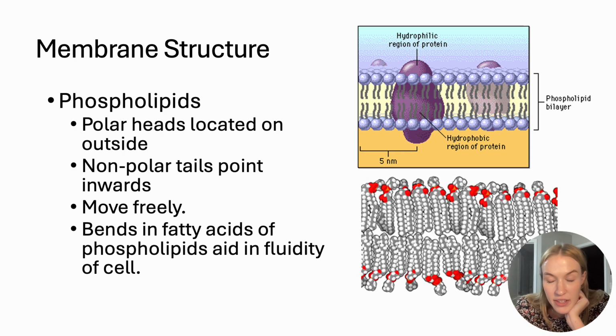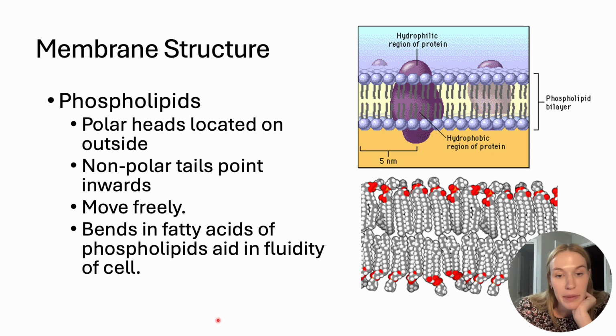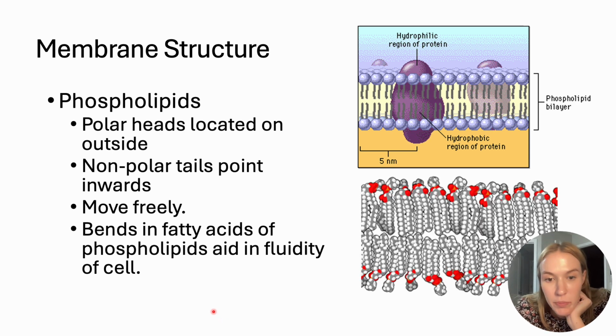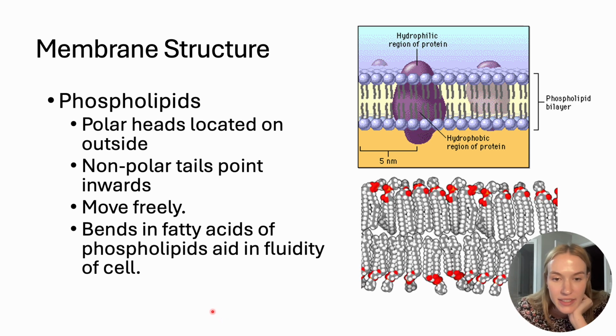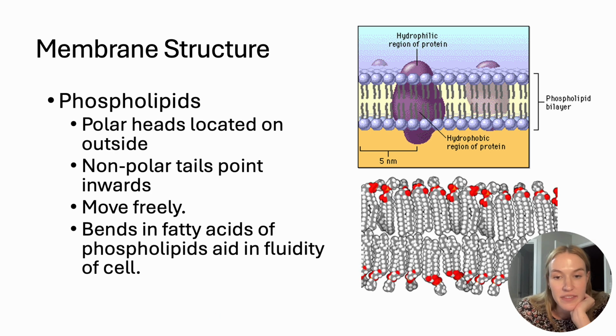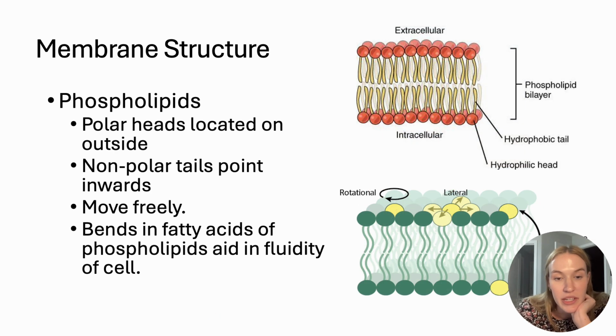Now, we talked about this a little bit last unit, and it comes up again now, that the bends in the fatty acids, aka that double bond that generates a kink, is going to aid in fluidity of the cell. This becomes very important for things like bacteria.